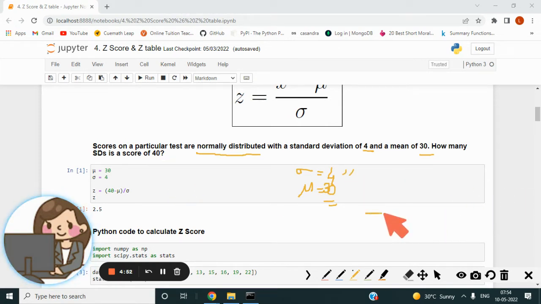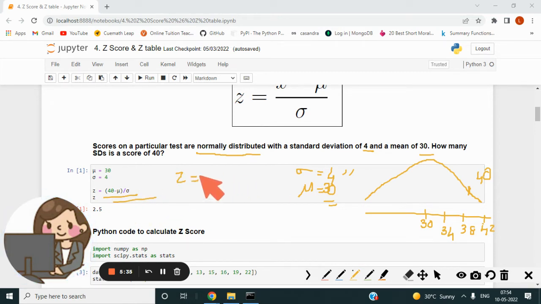If we draw the Gaussian curve like this, somewhere we have the mean 30, and the standard deviation is 4, meaning this is 34, this will be 38, this will be 42, like that. Now we have 40 somewhere, and we need to find how many standard deviations this 40 is from the mean. If you want to find this, you have to find the Z-score. That is what we have applied over here. So what is the formula of z?